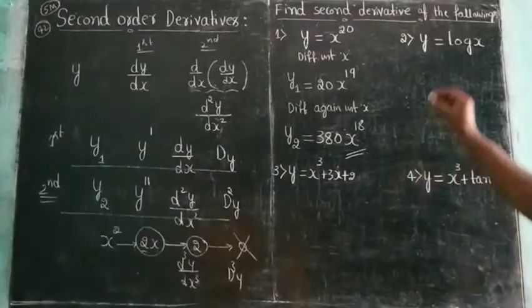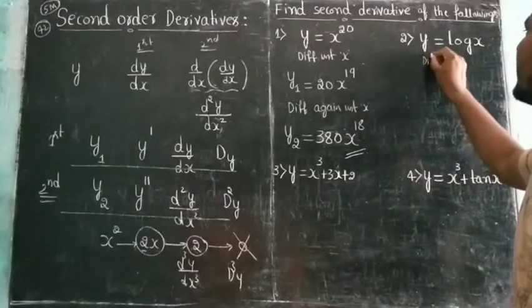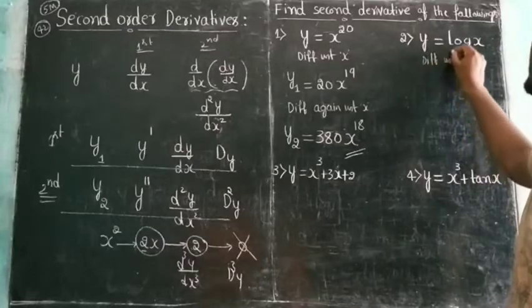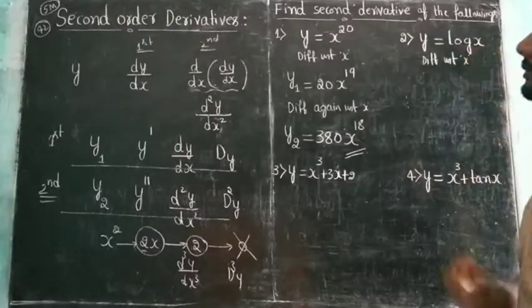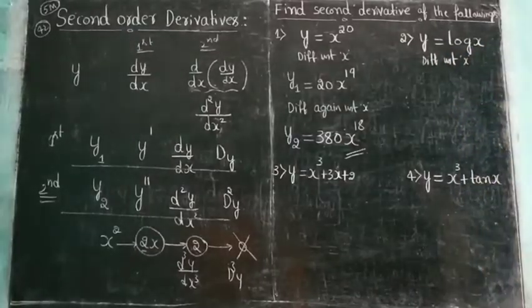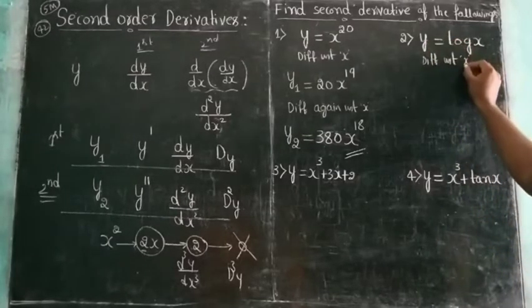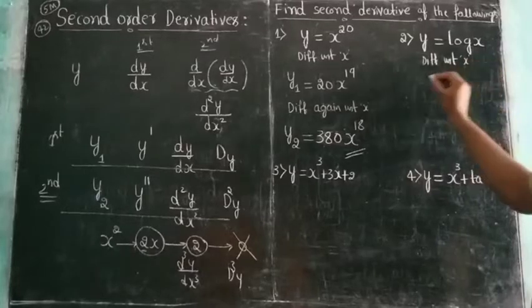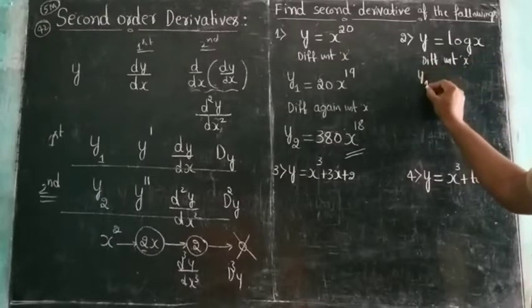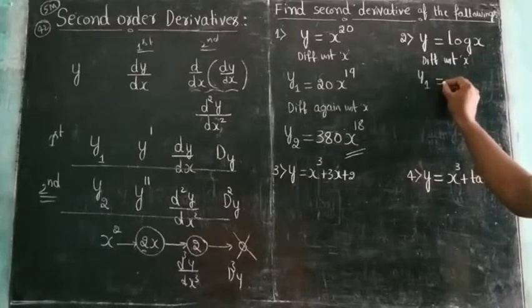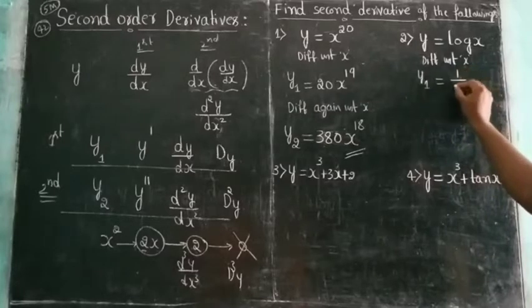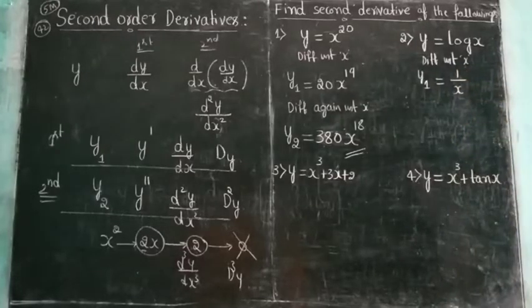Find the second derivative. Differentiate with respect to x. What is the derivative of y with respect to x? dy by dx. But I am writing dy by dx as y1 is equal to, what is the derivative of log x? 1 by x.